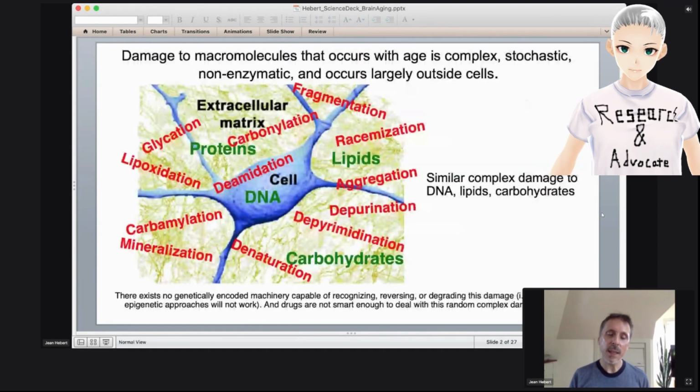So the reason that we're thinking at the tissue level of replacing brain tissue is that really the damage that accumulates with age occurs largely outside of cells.